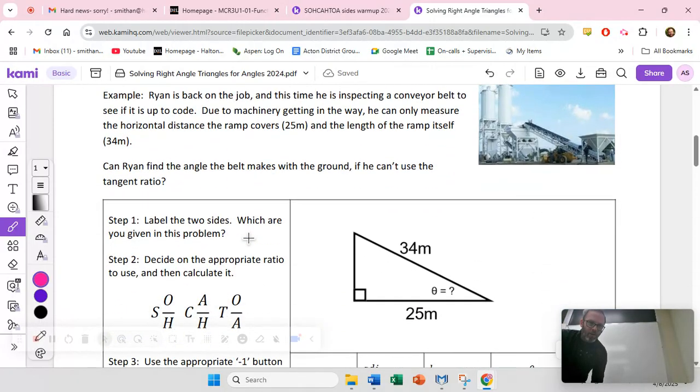Oh, Ryan's back. Okay. Inspecting a conveyor belt to see if it's up to code. Again, it's impractical in the wild to actually measure angles. So Ryan was able to measure the length of the belt and the horizontal distance it covers. And we're going to look for this angle to see if it's up to code. We used tan the last time. Can you have a quick thought about which ratio to use this time?